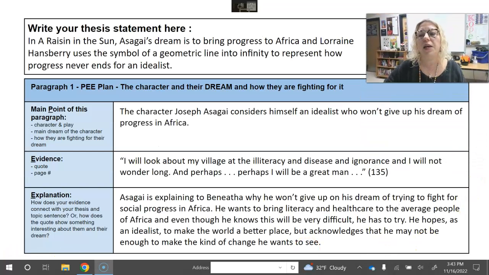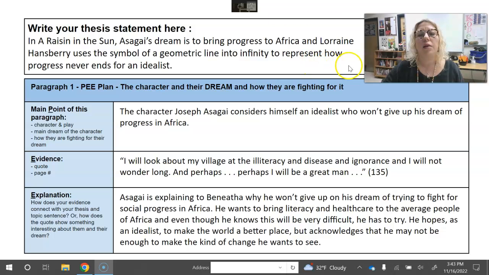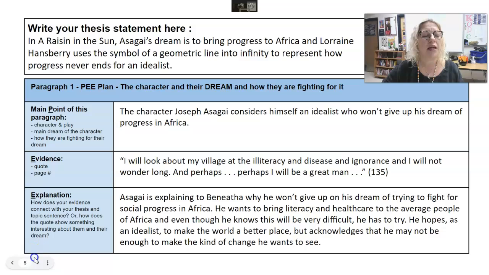And here is my completed graphic organizer for paragraph 1. I've got that topic sentence here. I've got my quote with the page number, and then I have my explanation where I'm explaining how this quote connects to my topic sentence, how it proves my topic sentence, and how it connects to the thesis statement. This is also in your packet.